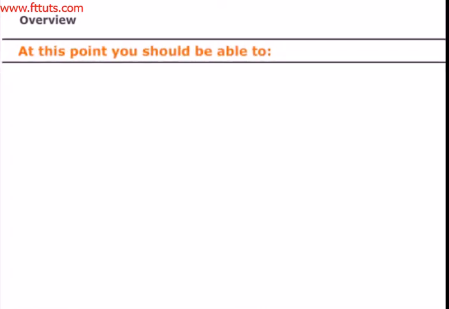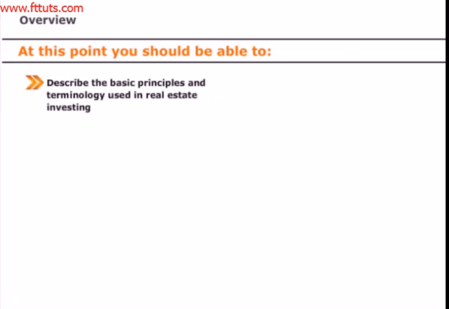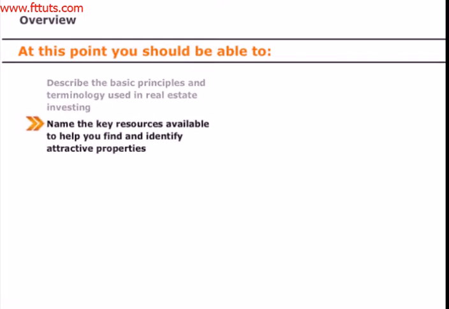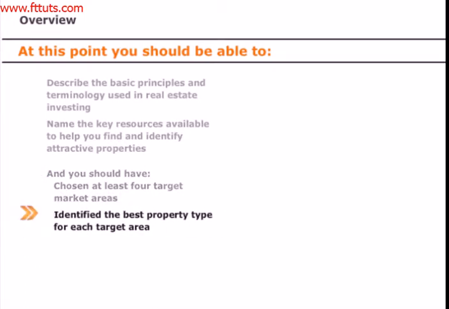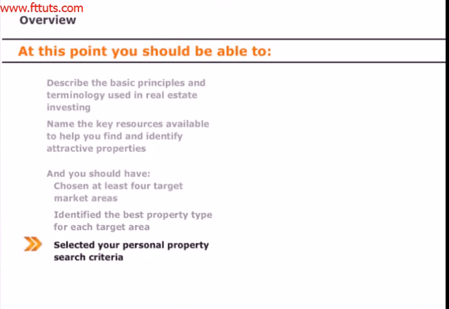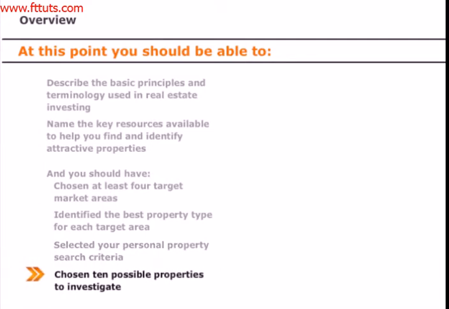In just the first 2 lessons, you have already learned a lot of important concepts. Based on the lessons you have completed, at this point, you should be able to describe the basic principles and terms used in real estate investing and name the key resources available to help you find and select attractive target areas and properties. From this, you should have chosen at least 4 target areas and identified the best property type for you to focus on in each area. You should have selected your personal property search criteria and chosen 10 properties to investigate.